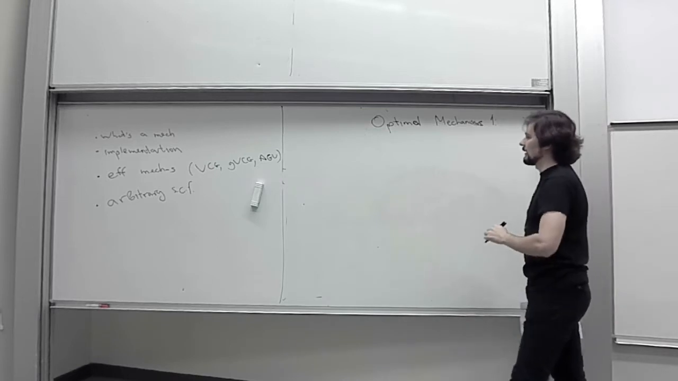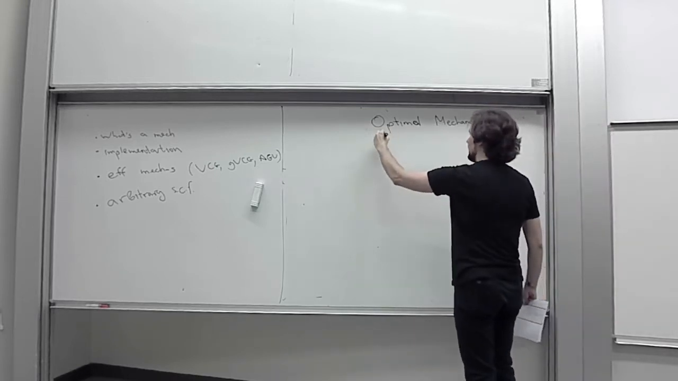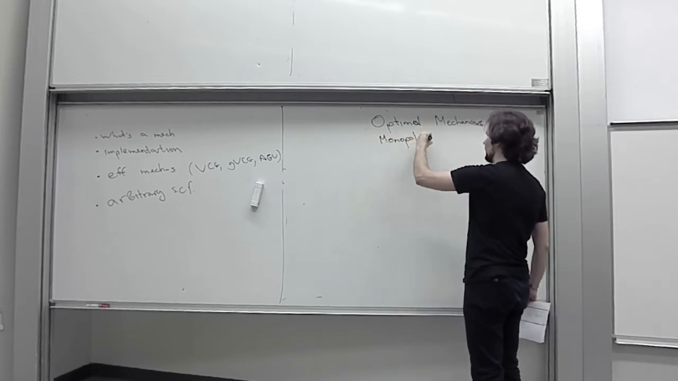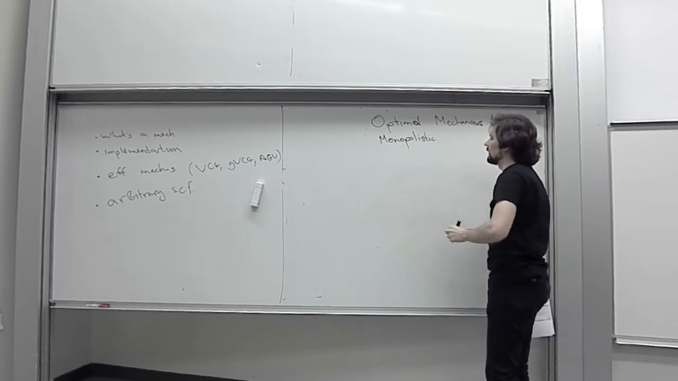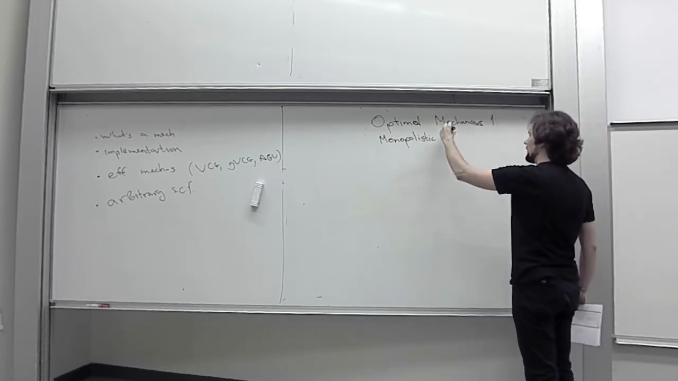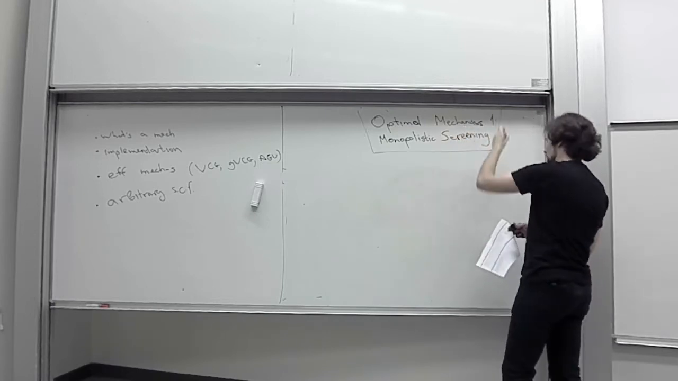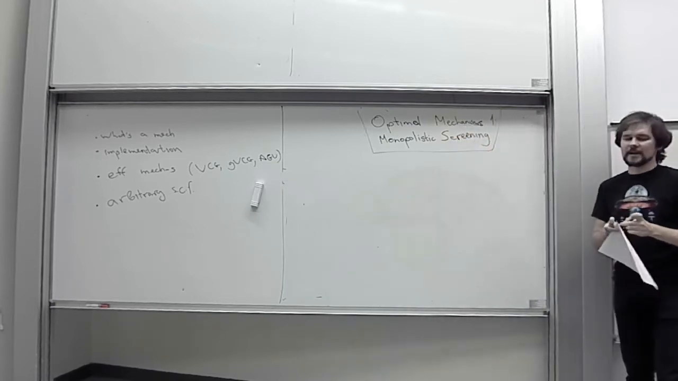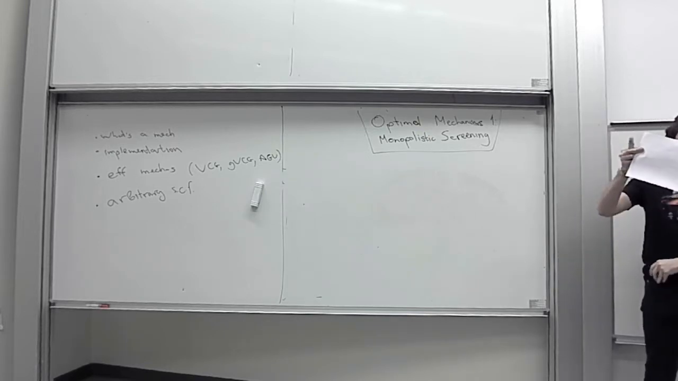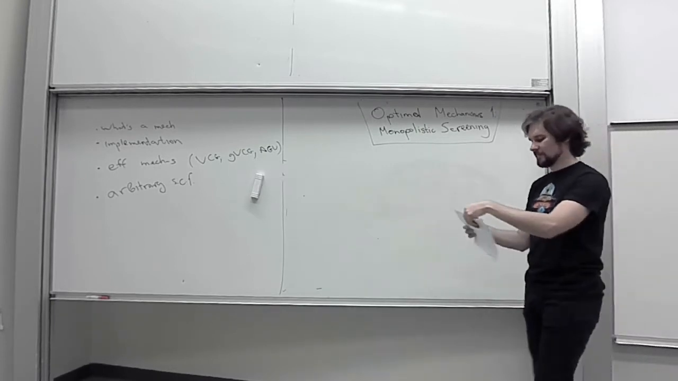And the problem that we will be talking about today is something that you have probably seen in IO literature or game theory or some of the micro courses. And it is called monopolistic screening. And it also has another name, which is second degree price discrimination. So basically, the setting is as follows.